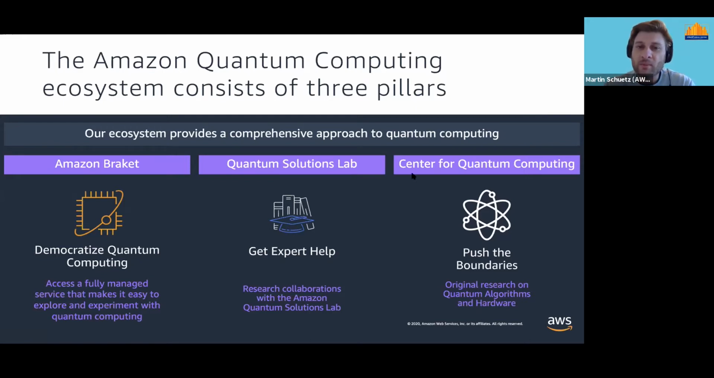And last but not least, we have the Quantum Solutions Lab. This is where I'm a member, and that is essentially our customer-facing team. It's a team of scientists with deep expertise in quantum computing that work side by side with our customers on specific problems, help them crack these problems with whatever is the best tool to solve them, and on the way transfer knowledge and IP and help you prepare for the quantum future.